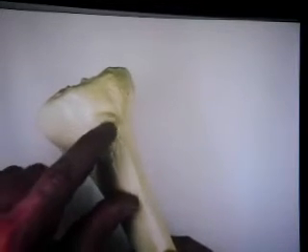Now, a structure that we find on the front of the tibia right here, this little kind of nodule-like structure right there, that is called the tibial tuberosity.